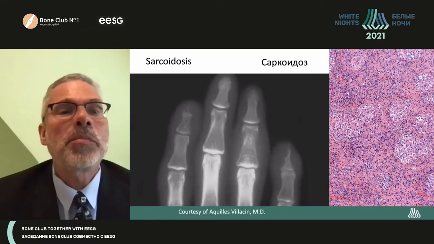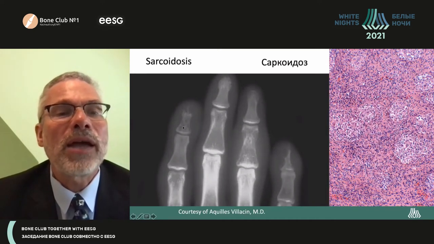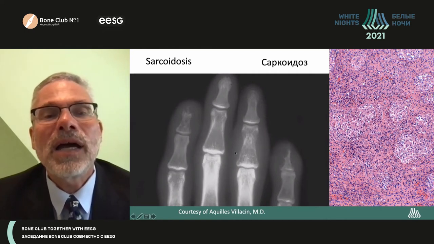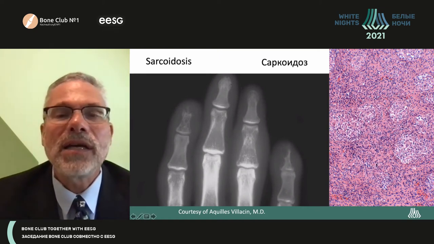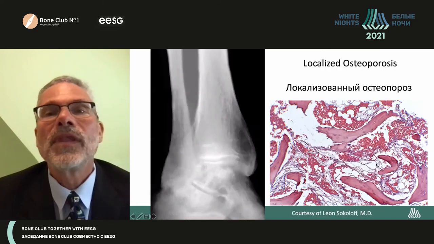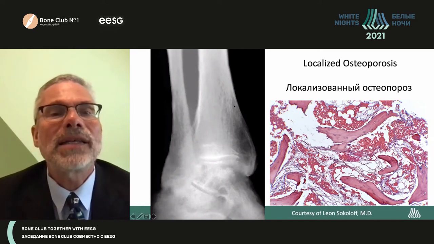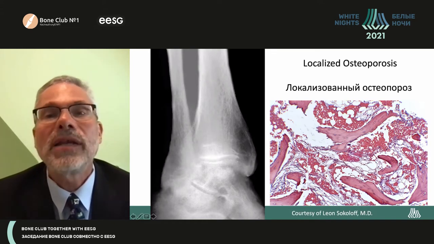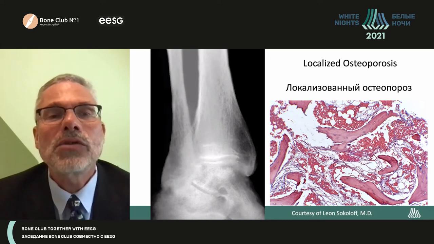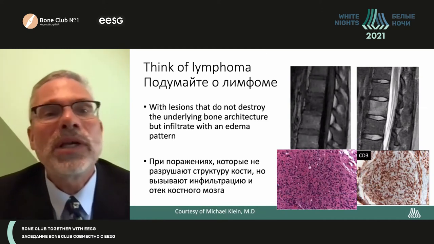An example of a lytic permeative pattern that's benign is sarcoidosis. And here we can see a beautiful lytic permeative pattern, also described as a lacy destructive pattern, involving the proximal phalanges. And here we see non-caseating granulomata, classic sarcoidosis. Localized osteopenia, usually post-traumatic, also gives a lytic permeative pattern and can be mistaken for a round cell infiltration, which we see right here. So not everything that looks like a round cell lesion radiographically is actually a round cell lesion. This is an important point.